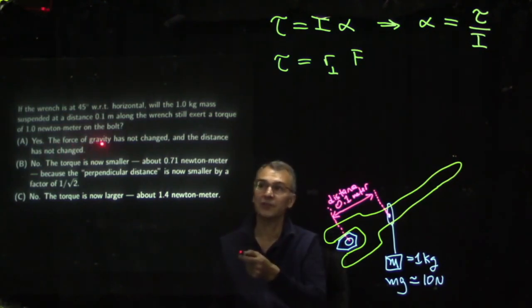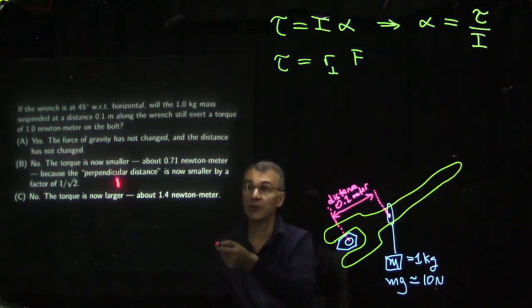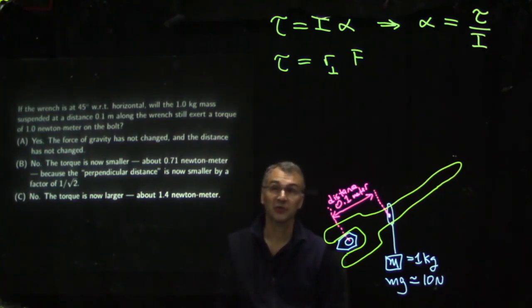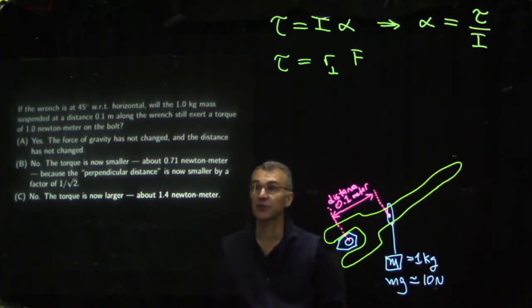Well, you could say, gee, the force of gravity hasn't changed and the distance hasn't changed. Maybe it's the same torque. Or you could say, well, no, I think the torque is now larger. Maybe it's larger by a factor of the square root of 2. Or you could say, gee, maybe the torque is now smaller. Let's say maybe it's smaller by a factor of the square root of 2.